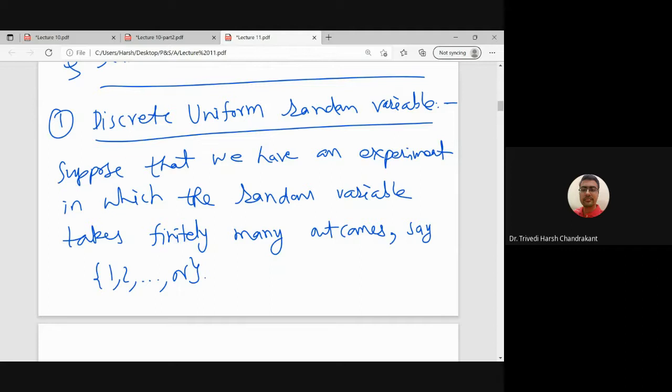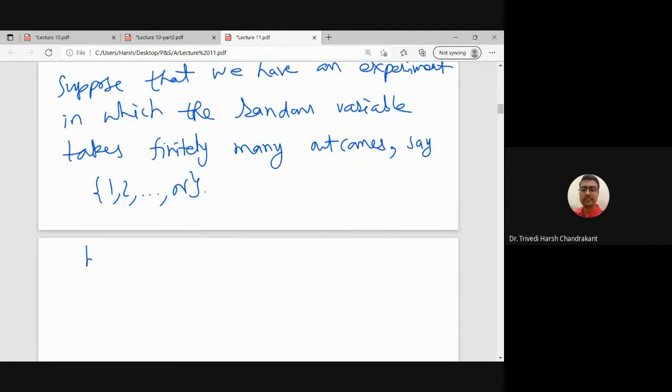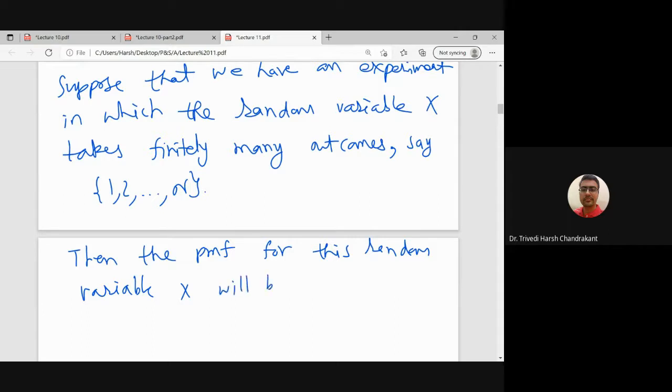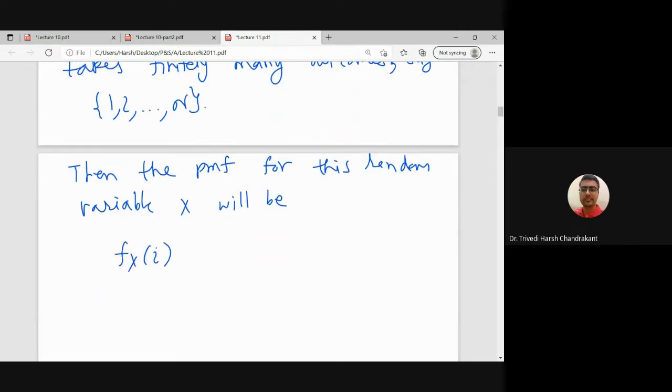So then the probability mass function, the PMF, for this random variable, let us say this random variable is X, will be f_X at i, the ith outcome, where i belongs to 1 up to n. That is exactly the probability that the random variable is equal to i. This will be 1 by n for every i equal to 1 up to capital N.